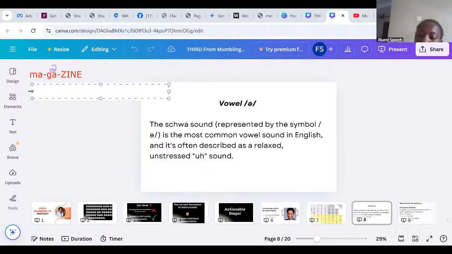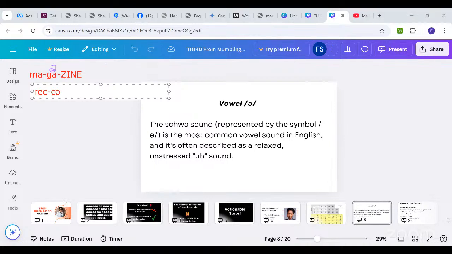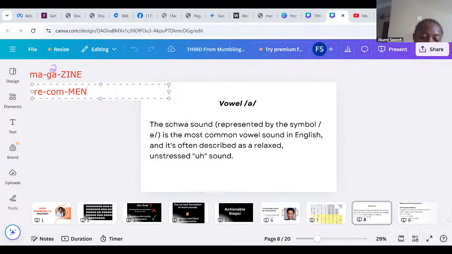We can also have the word recommend. Recommend has 1 C. So we're stressing the last syllable, mend. So the O in the 2nd syllable makes the schwa. Recommend. We can also have the word understand.